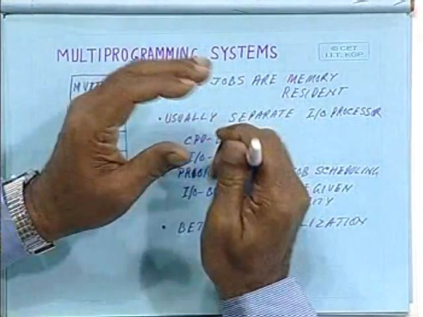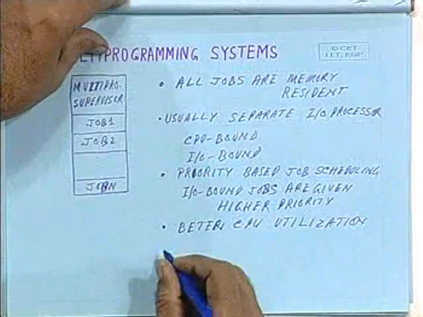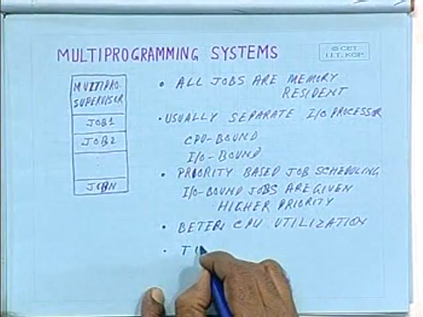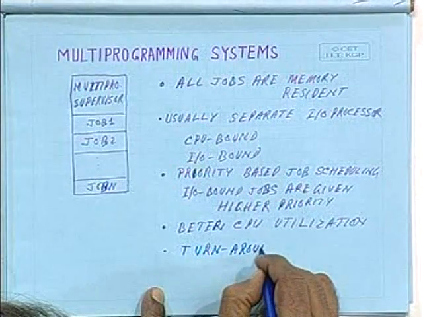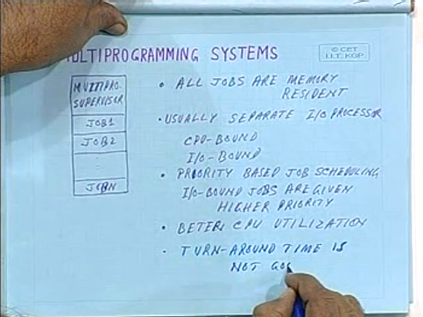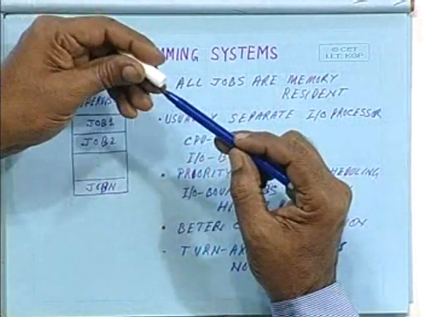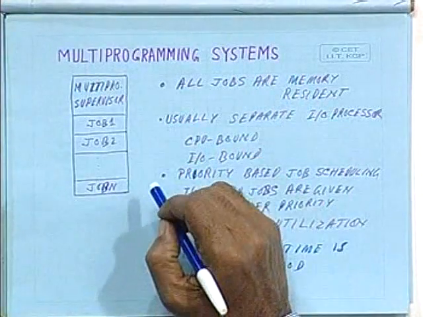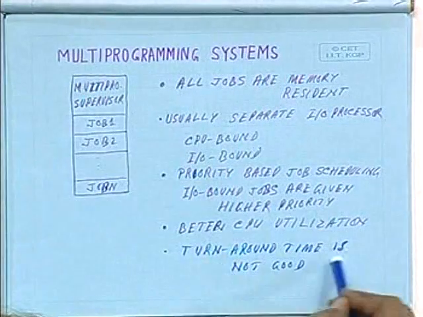Now, although better CPU utilization is achieved, the turnaround time is still not very good. Why? Turnaround time is not good. Even in this case, as you can see, the jobs are executed one after the other. If there is a big job, that job will monopolize the CPU, and as a consequence, a user having a very small program requiring small execution time may have to wait for a very long time. So even in this multi-programmed operating system, the turnaround time is not good.